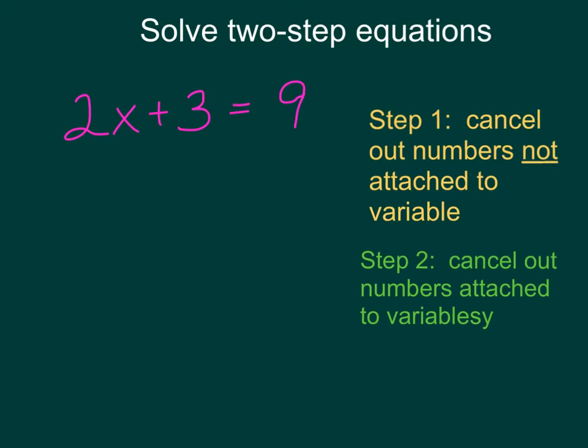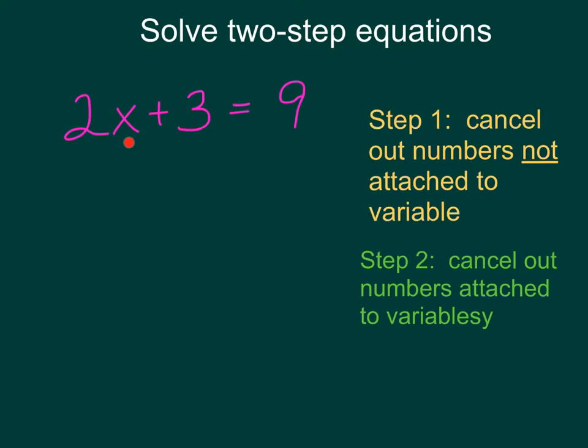Today we're going to look at solving two-step equations. Okay, so when we have an equation that looks like this, there's two steps to solving it. Our goal is to figure out what x is going to equal, just like when we solved other equations. So we want to know what number x is in order to make this side be the same as this side. So to do that, step number one is to cancel out or get rid of the numbers that are not attached to the variable.